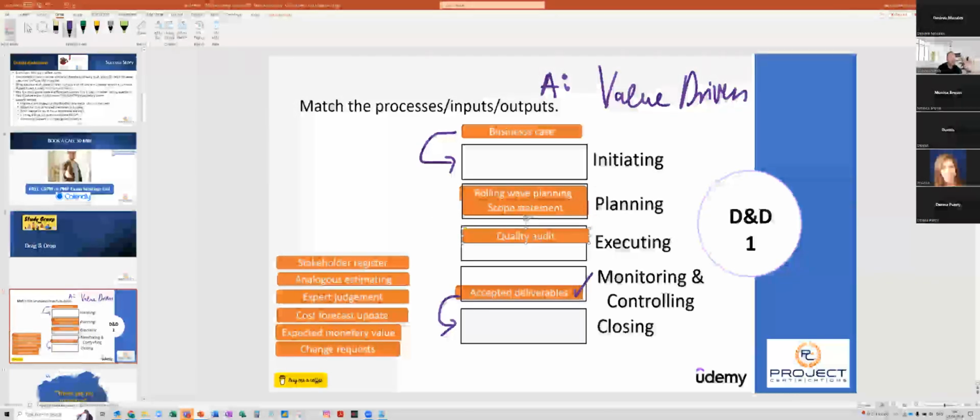So we have 3 audits. So we have this one 3 times. Now, only the quality audit is in execution, whereas the risk audit and the procurement audit is in monitoring, controlling.